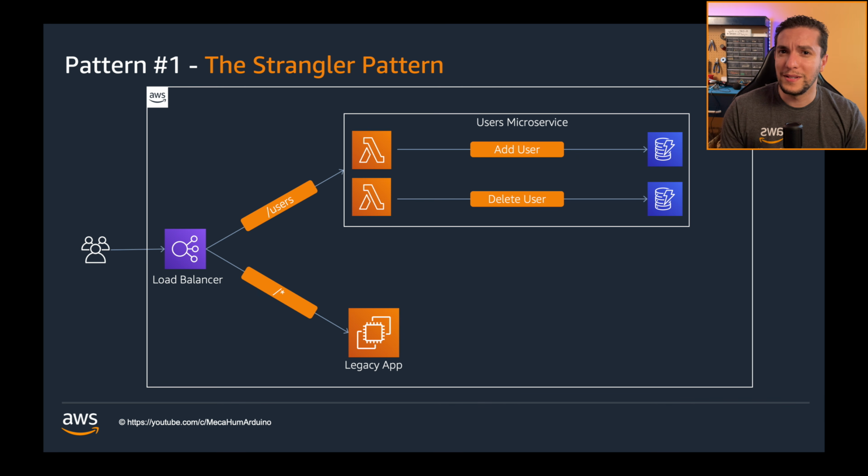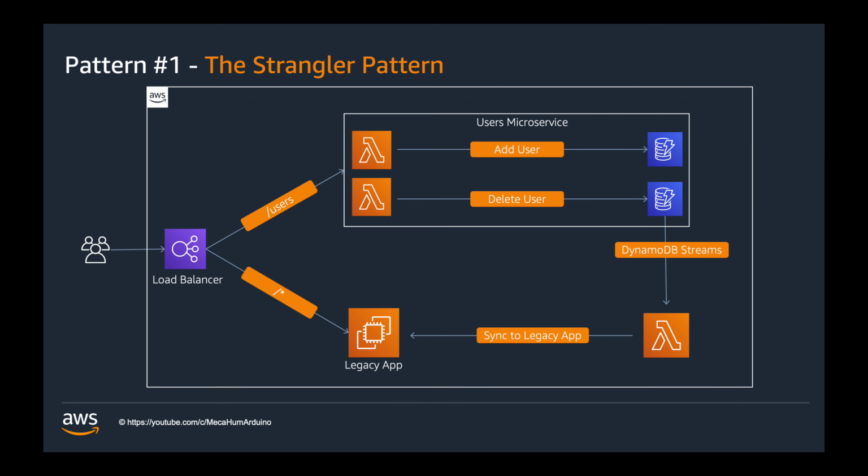Okay, but what happens if the legacy application, your existing application, requires that data? After all, user calls are now being processed by a whole different application, the user's one, and being stored in a whole different data store. Well, we can leverage something like DynamoDB Streams. So effectively, every operation on the database will trigger a Lambda function that syncs that data back into the legacy application.